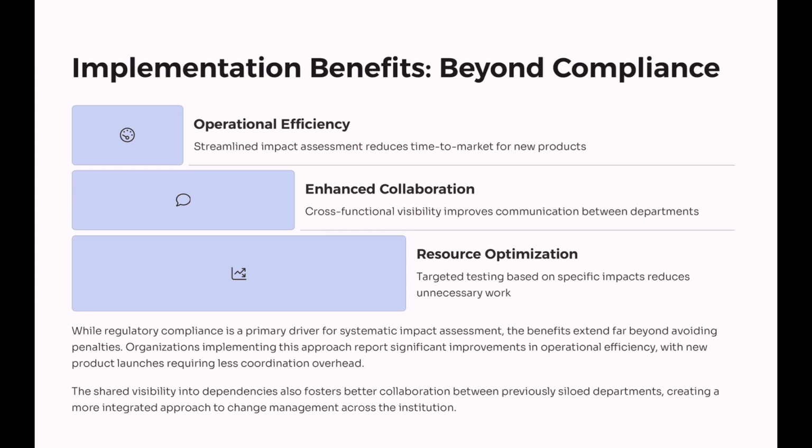And critically, this brings us to resource optimization. Manual, broad-stroke impact assessments often lead to overly cautious, widespread testing, consuming significant time and resources. With an automated, precise identification of specific impacts, your testing protocols become highly targeted. You focus your valuable resources, your skilled personnel, your testing environments, only on the areas genuinely affected by the change. This eliminates vast amounts of unnecessary work, freeing up capacity for innovation and other value-added activities.